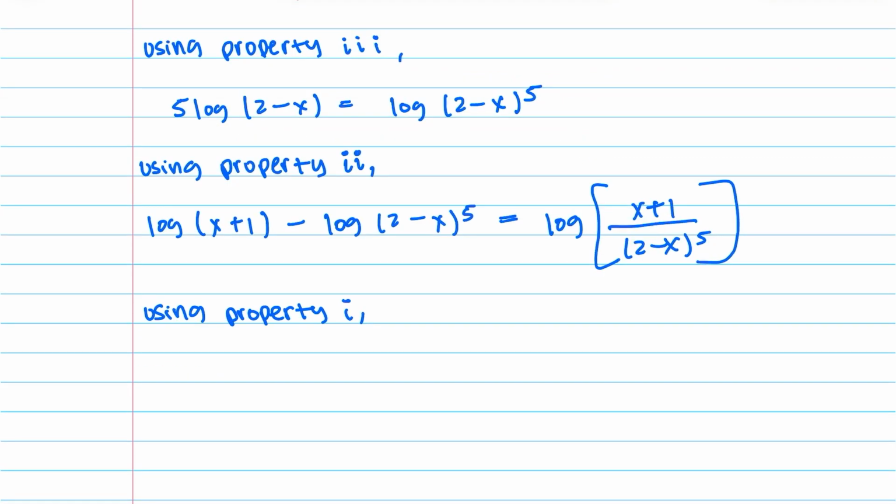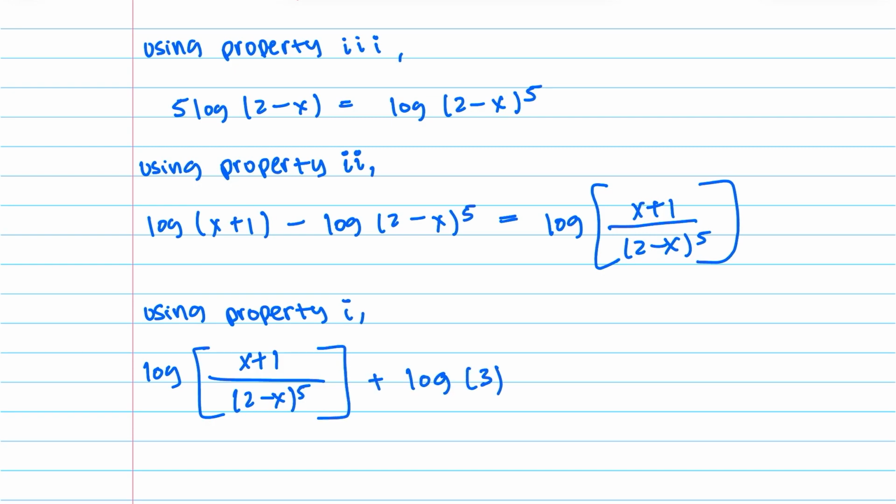And finally, by using property 1, we're going to have the log of x plus 1 divided by 2 minus x raised to the 5th power plus the log of 3, which is equal to the log of x plus 1 divided by 2 minus x raised to the 5th power times 3.